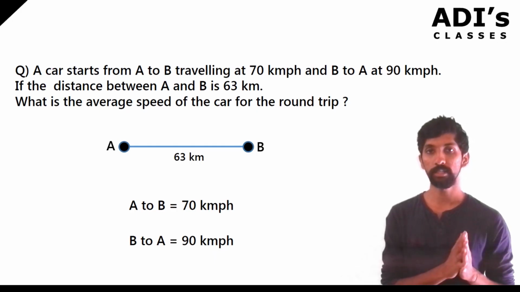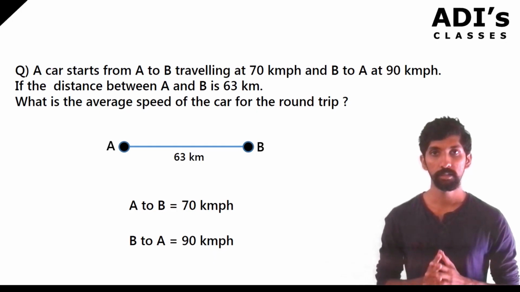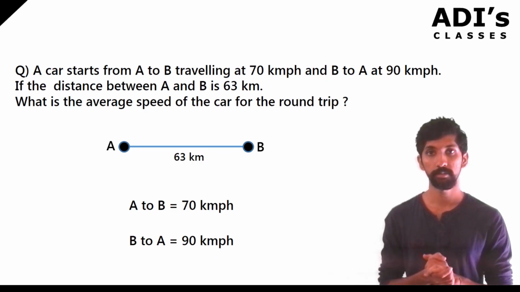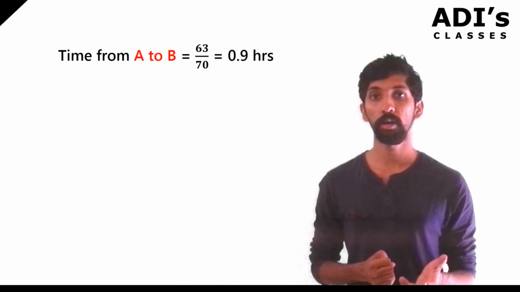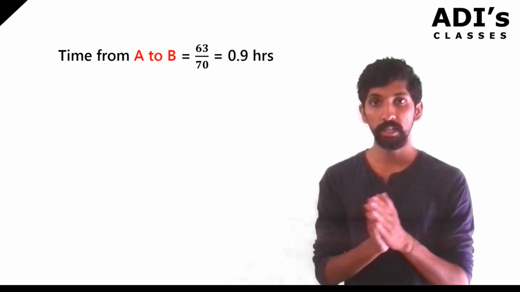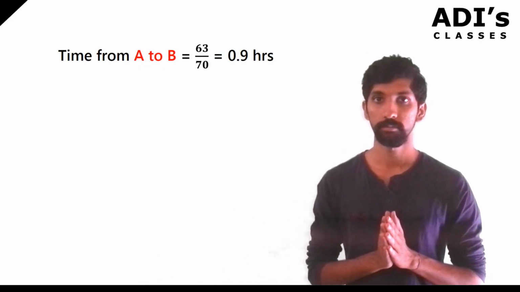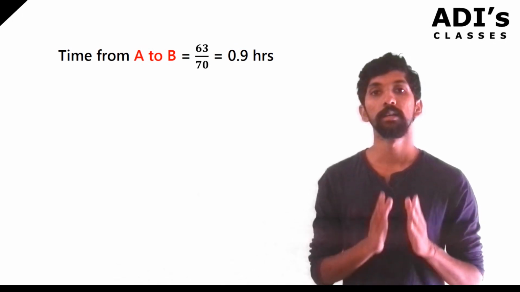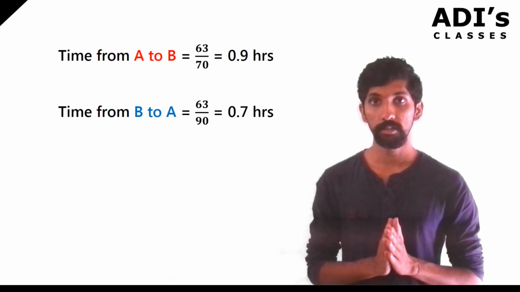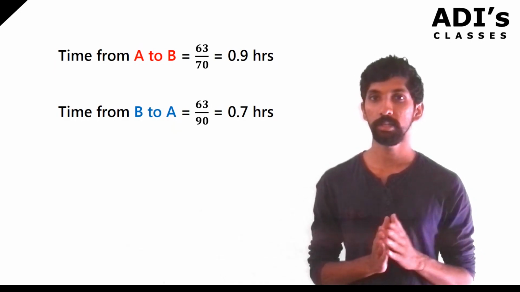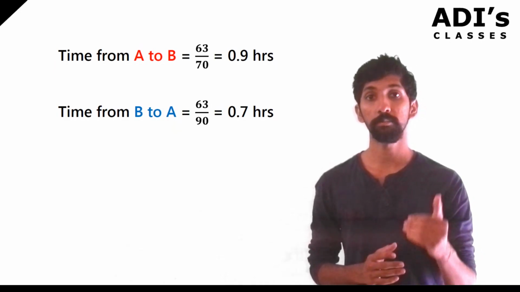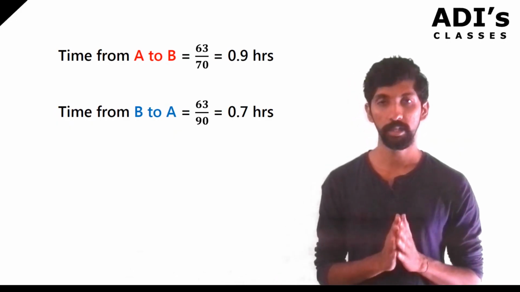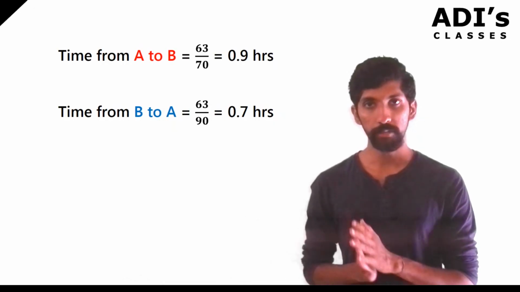Now if the distance is 63 kilometers from A to B, we can find out what is the time taken. Correct? So time taken will be how much? It will be 63 divided by 70, which will be 0.9 hours. Next, from B to A, the car is traveling at 90 kilometers per hour. So time taken will be 63 by 90, which is how much? 0.7 hours. Right?